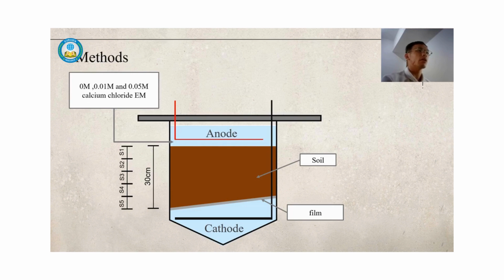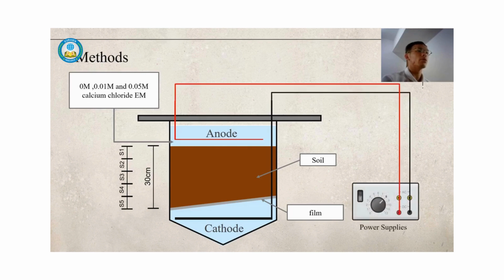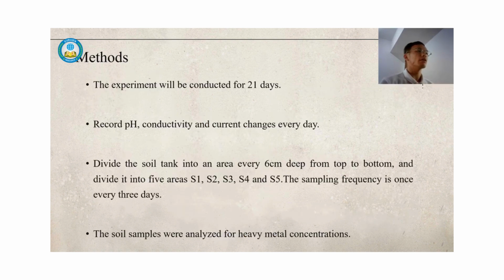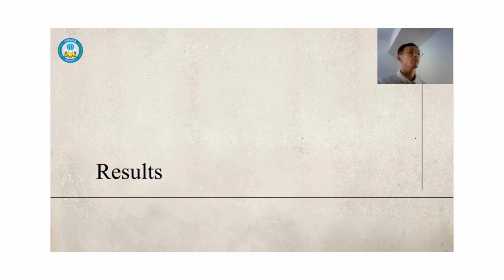After all, I will connect anode and cathode to the power supply. My experiment will be conducted for 21 days, and every day I will record pH, conductivity, and current. The sampling frequency is once every 3 days. The soil samples were analyzed for heavy metal concentration. After discussing the research method, let's take a look at the results.